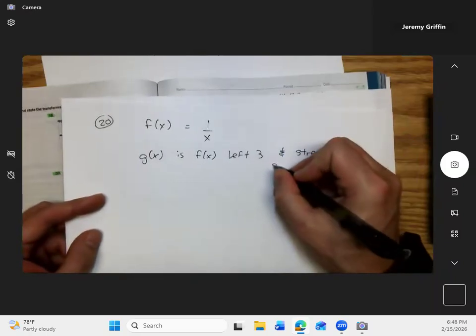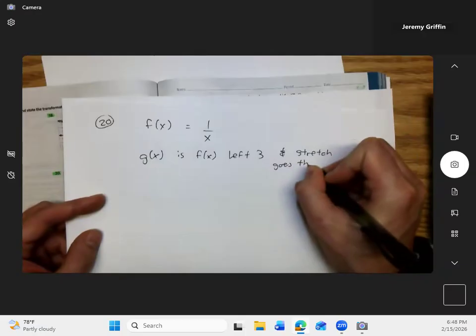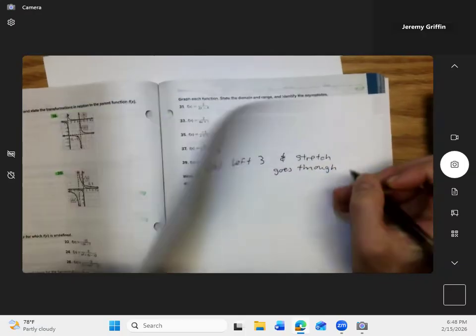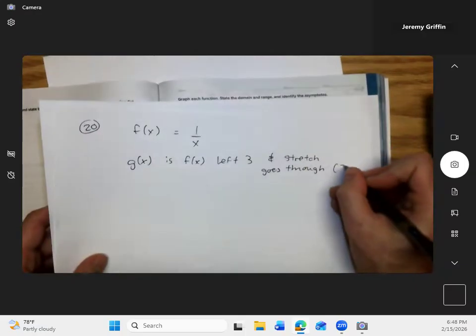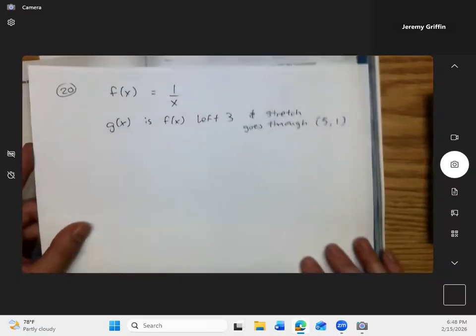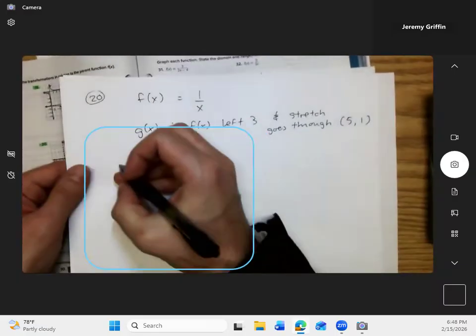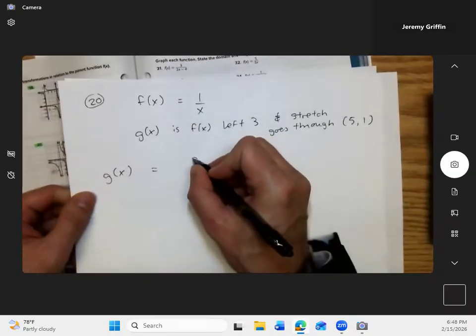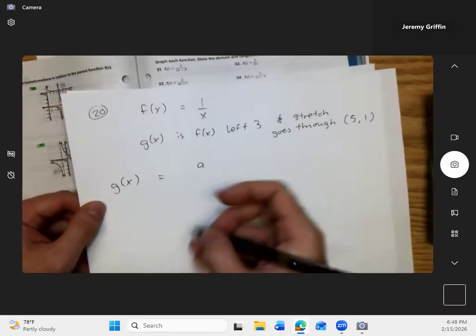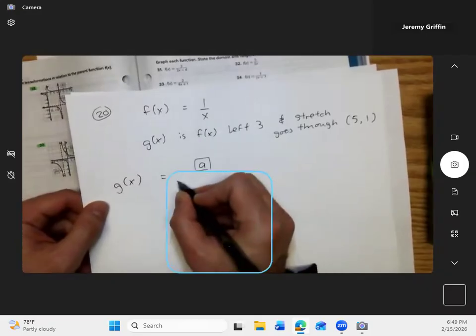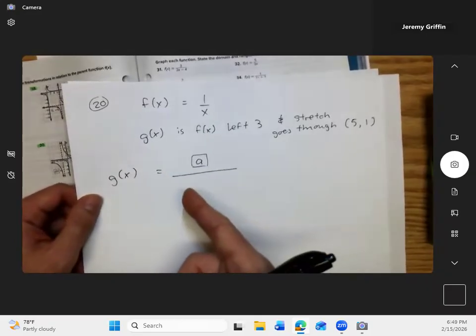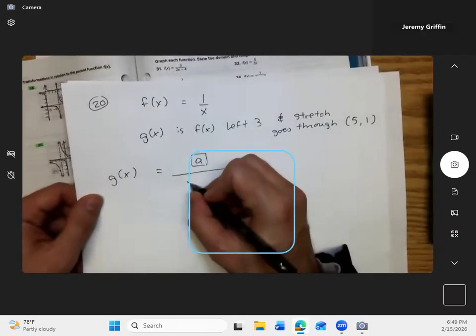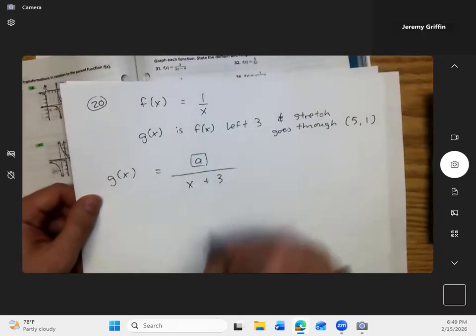They gave us a point, 5, comma 1. So let's try that. I'll say g of x is, there's some vertical stretch factor A that we're going to have to solve for. I don't know what it is yet, but we're going to find it. And then left 3, that's x plus 3 goes right here.